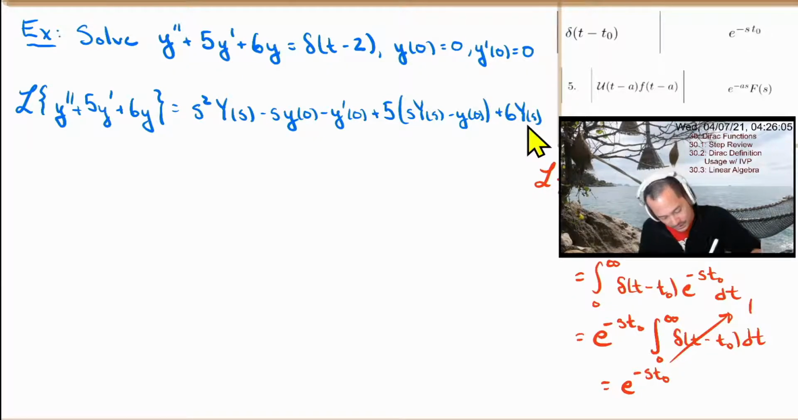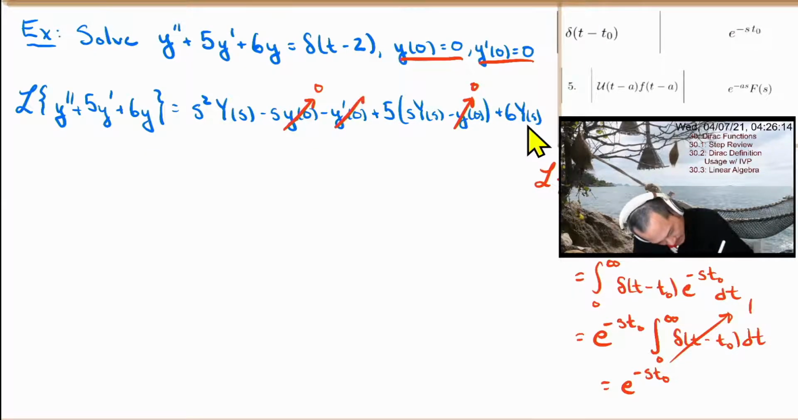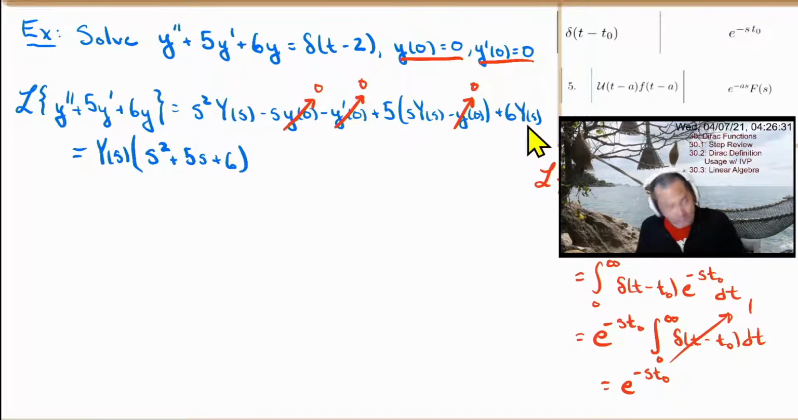I know more. I know my initial conditions. Y of 0 is 0. Y prime of 0 is 0. And so, all those initial conditions vanish, leaving behind just my capital Y functions with some coefficients. But if I factor those capital Y's off, I will be left with s squared plus 5s plus 6, which is the characteristic equation. Okay? And then what is that equal to?